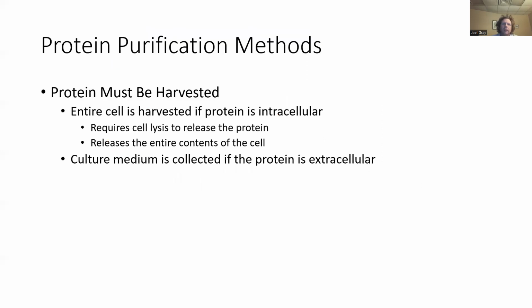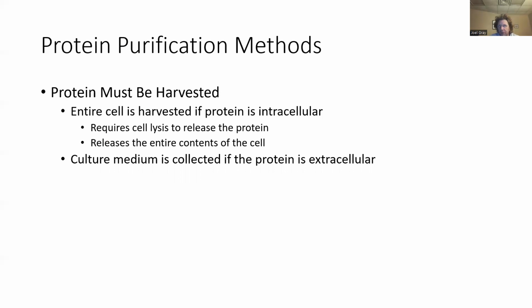Now, protein purification: first and foremost, the protein must actually be harvested. So the entire cell is harvested if the protein is an intracellular protein. What you need to do there is lyse the cells, which we've done. We used that sodium phosphate buffer, we blended up our beef heart tissue, and then we went through our centrifugation steps. That releases the entire contents of the cell.